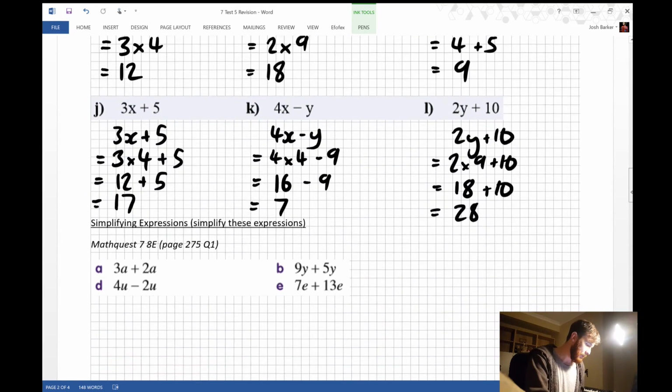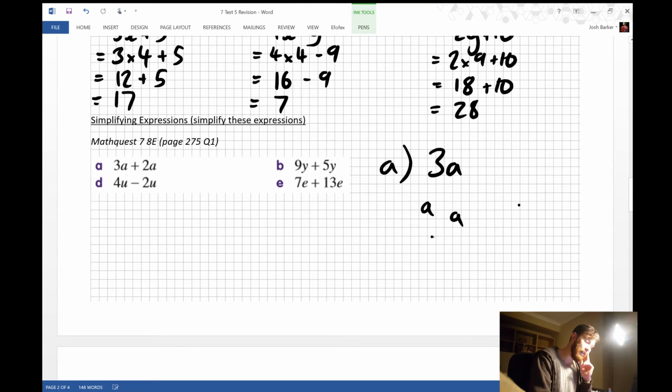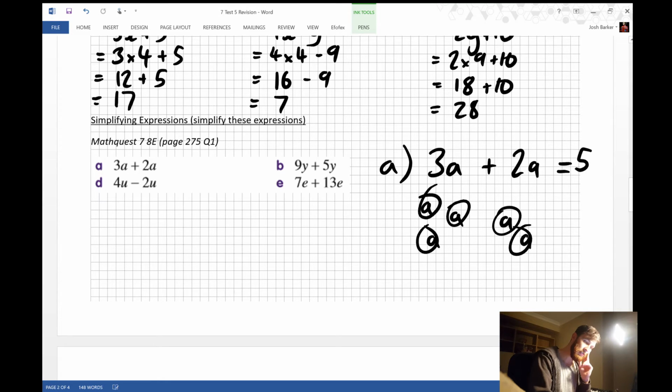All right, what's next? I'm simplifying expressions. I'm just going to write a little bit out to the side to start with. Remember that 3a is just saying 3 multiplied by a. It means you've got 3 lots of a. If you're going to add 2a onto that, you've got another 2a's. So adding those together gives you 1, 2, 3, 4, 5 lots of a. So your answer for that is 5a.